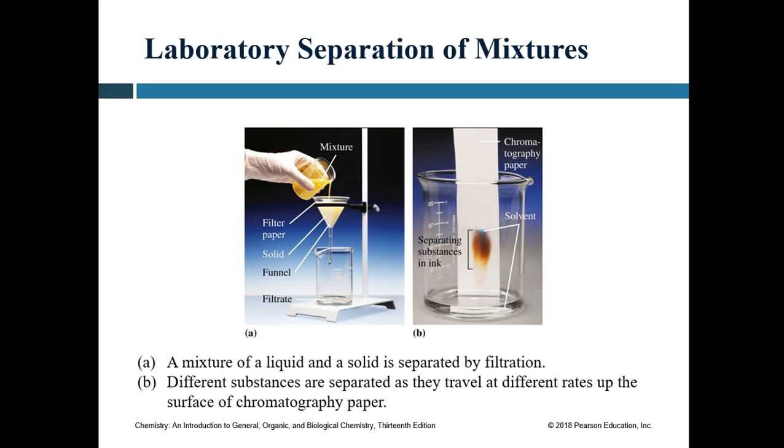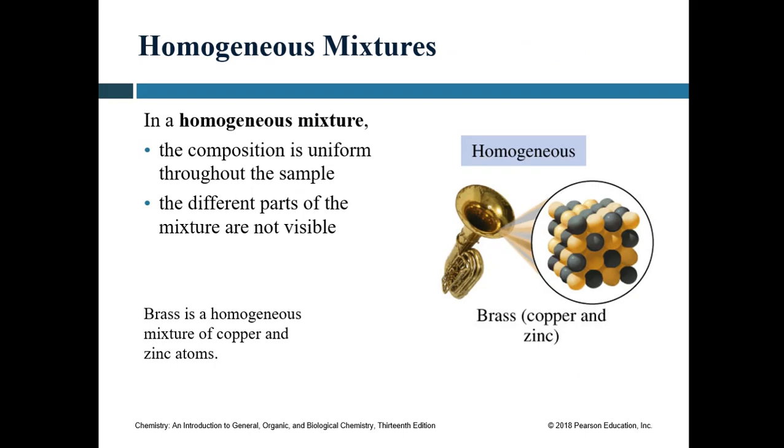Now in a laboratory, they're going to have a little bit better straining methods. But on the first side, a mixture of liquid and solid is separated by filtration. They just filter it there. And B, different substances are separated as they travel at different rates up the surface of chromatography paper. And so we're going to actually be doing a chromatography lab later in the semester. But anyway, these are different examples of separation of mixtures.